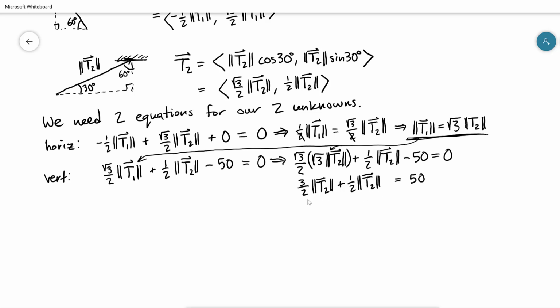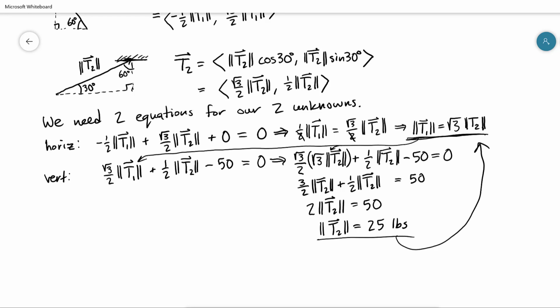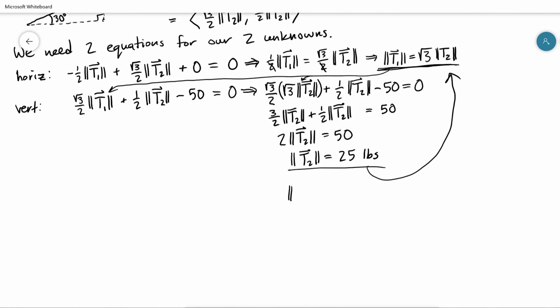Okay, these two things add up to, if I got 3/2 of this thing plus another half of it, I've got 2 of them total. So I've got 2 of these things equal to 50. So what is one of these things? Well, one of these things must be 25 pounds. And if T2 is 25 pounds, then I can take this result, go back to this relationship over here, and see that T1 is going to be 25 times root 3 pounds. And we've now found essentially the two tensions that we were looking for.